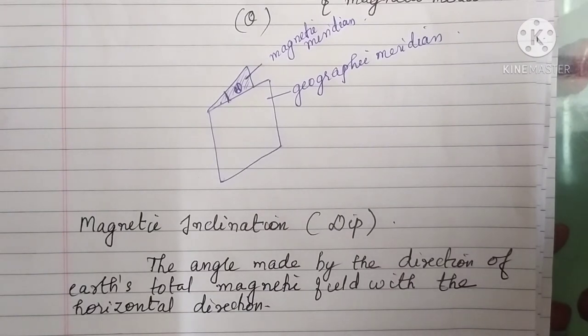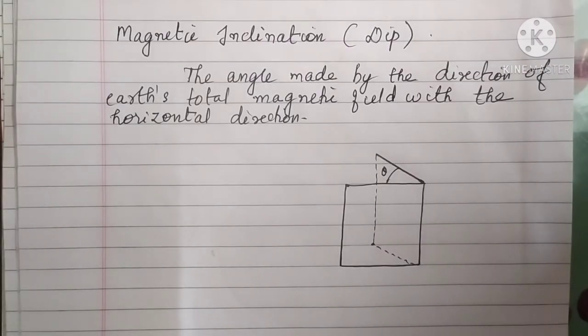Now, what is this Earth's total magnetic field and what is this horizontal direction? So, let us have a check on that. So, you know, while we draw the magnetic field lines, we can identify the direction of magnetic field at a place by drawing tangents on it.